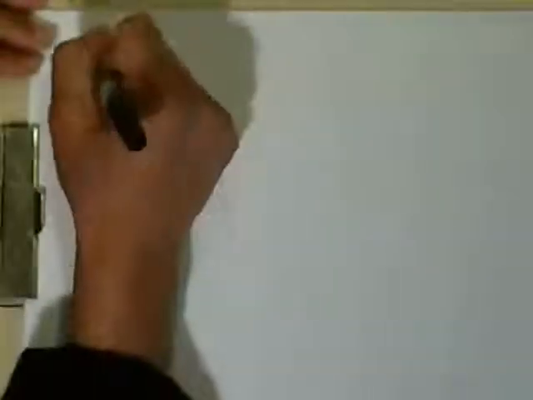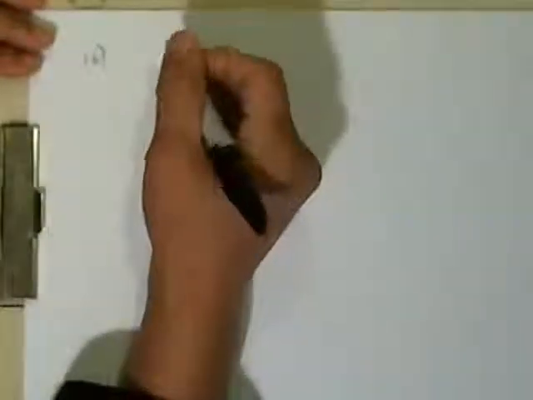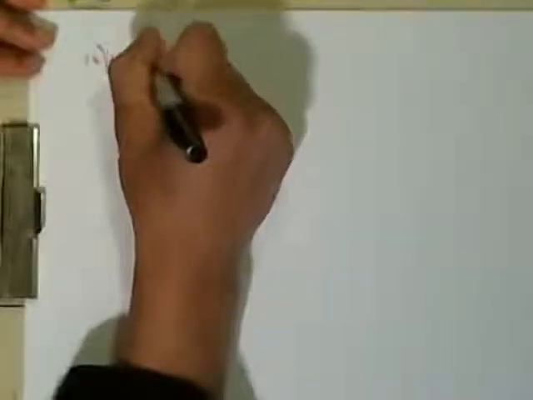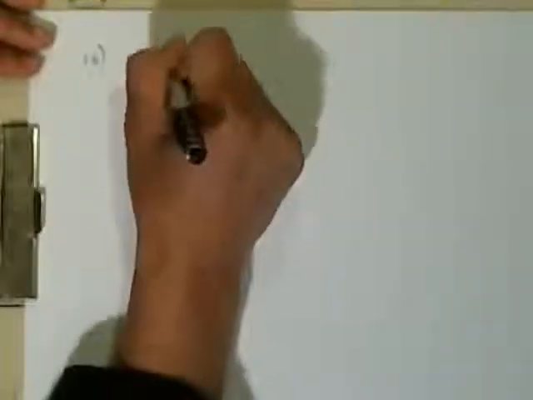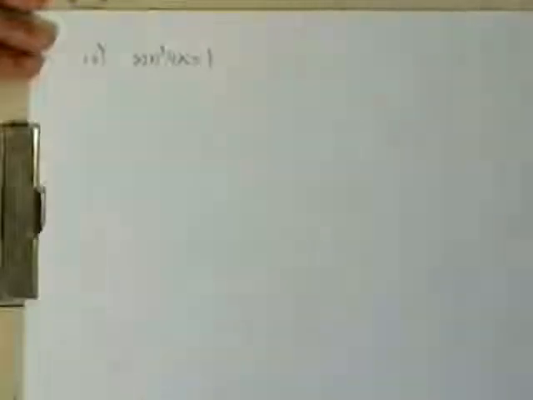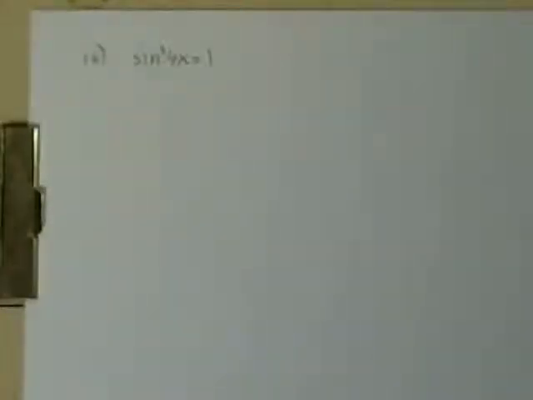I believe 16 and 18 are the last two problems we're going to be doing. Okay, number 16. Let's do sine cubed of 4x is equal to 1. And we're going to write all your answers in radians, and you want to find all solutions.